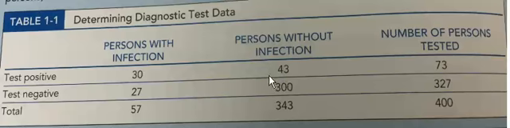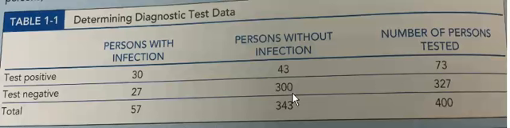So when we say this is a false positive, we mean that even though the person did not have the infection, they tested positive. So therefore the specificity of this test is 300 over 343. So once again we have the true negatives over the true negatives plus the false positives. So 300 over 343, or 87.5%.